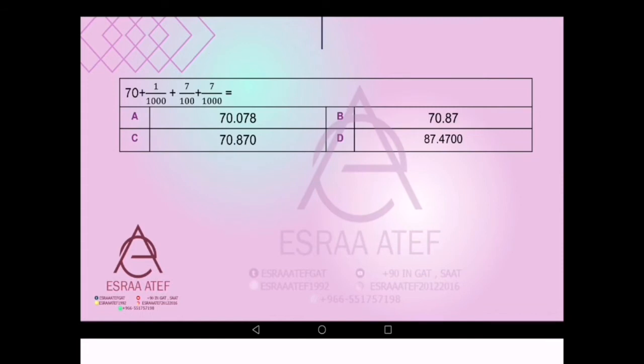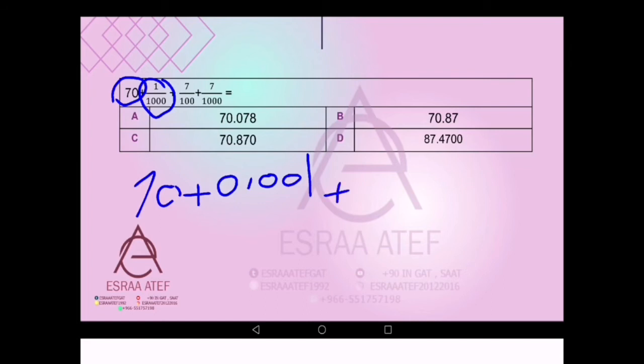Okay, here he wants me to add them to each other. How can we do it? Here we have 70, which is the first one, plus 1 over 1000. How can we get it? 1 over 1000 means that we have 3 zeros after the decimal point, and then we write the 1. Here 7 over 100, how many zeros do we have? We have 2 zeros, so we write 2 zeros after the decimal point, and we have 7.